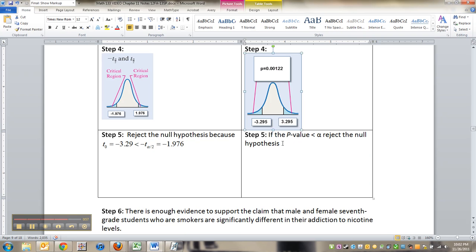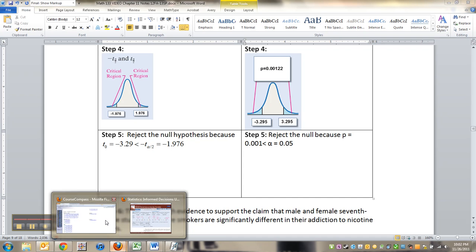All right, and we are going to reject the null hypothesis, right? So we reject the null because p equals 0.001 is less than alpha, which was 0.05. Now, you're thinking to yourself, well, that doesn't seem any easier. Why do I like it better? Well, I like it better because of StatCrunch. So let me bring that up.